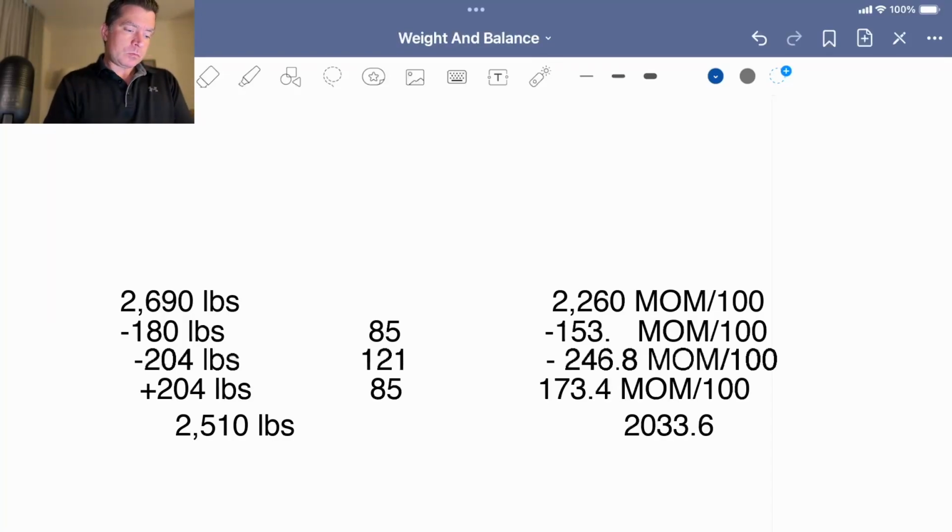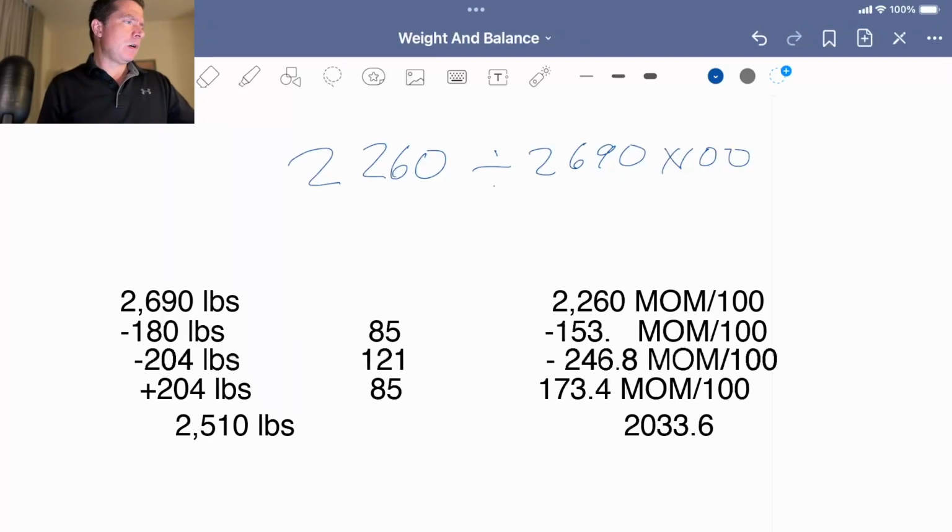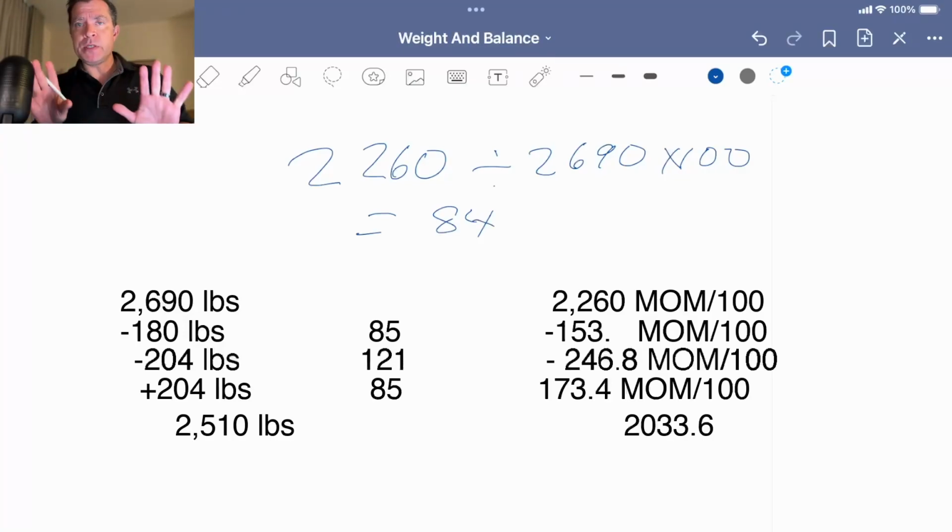So, the old center of gravity is 2,260 divided by 2,690 times 100. All right. And that number will equal 84 if you did your calculations right. So that is the old center of gravity before we did the shift.